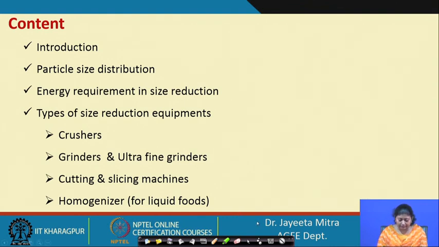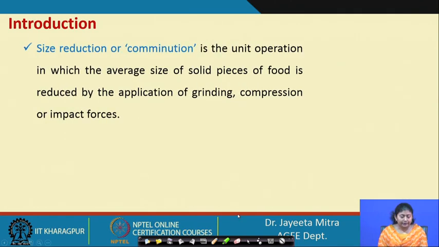So, let us see what are the introduction or the requirement of size reduction unit operation in food industry. Size reduction or comminution is the unit operation in which the average size of the solid pieces of the food is reduced by the application of grinding, compression or impact forces.